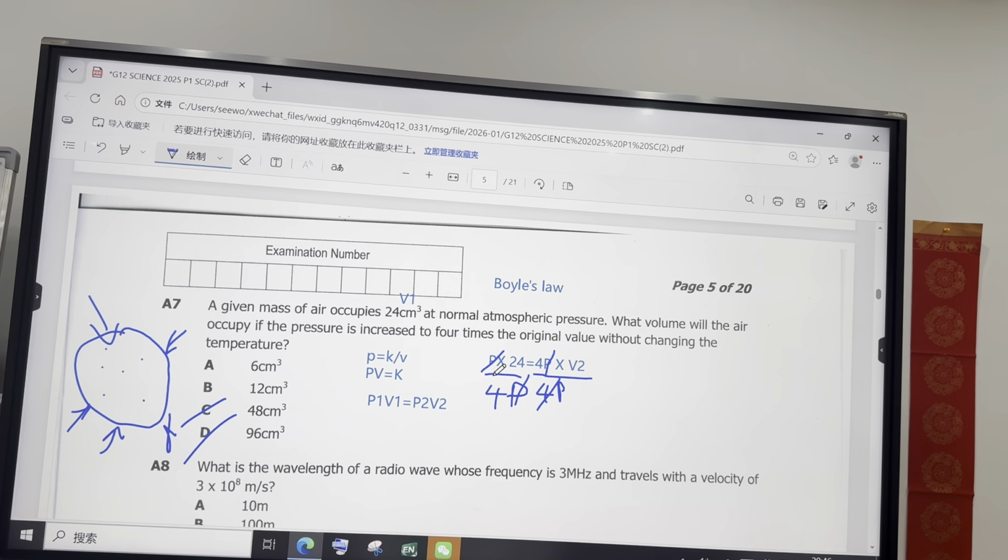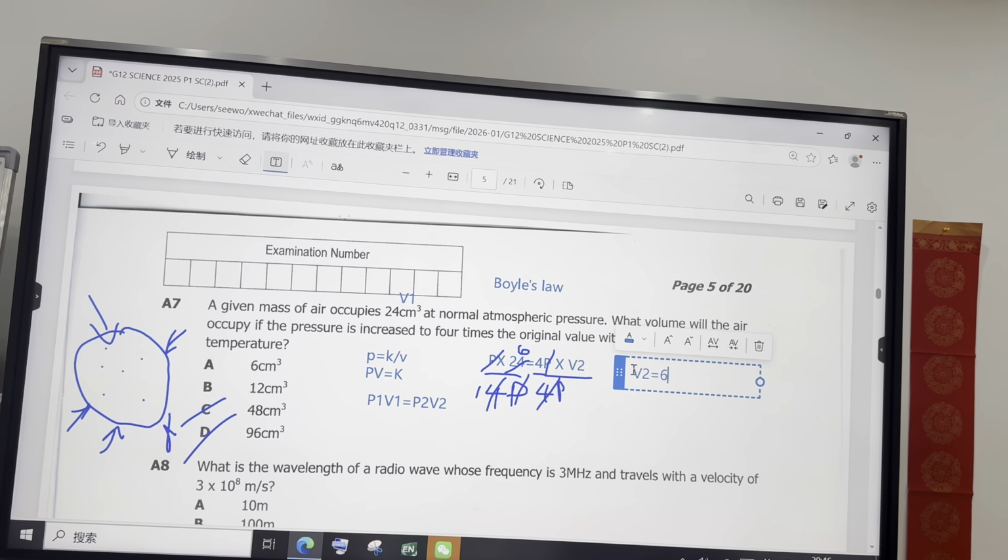P and P will cancel. 4 there, 1. 4 there is what? 6. Okay, so you can see V2 is equal to what? To 6. So this gives us now our new volume. V2 is equal to what? 6 cubic centimeters. Like that. Okay, so this is the answer.